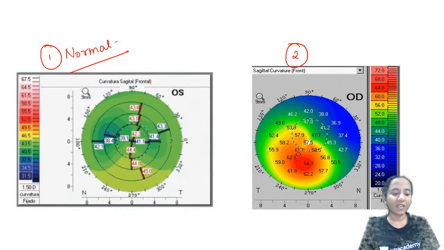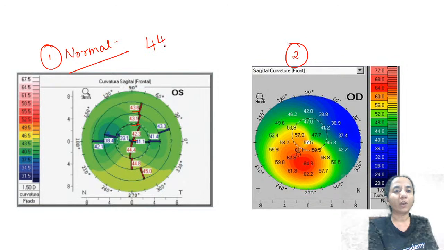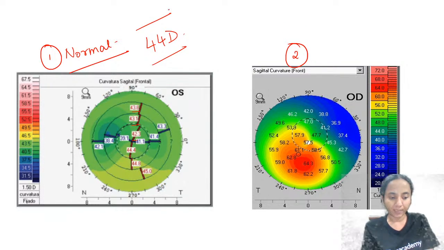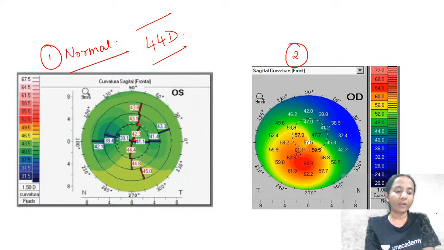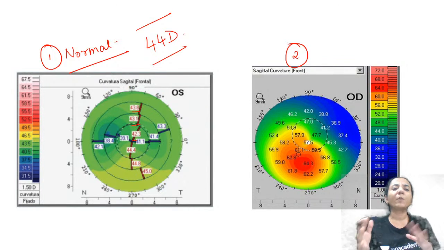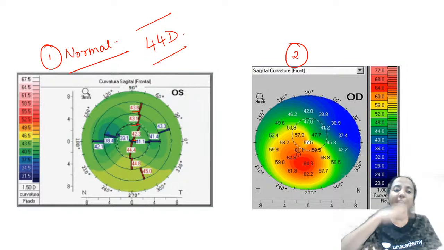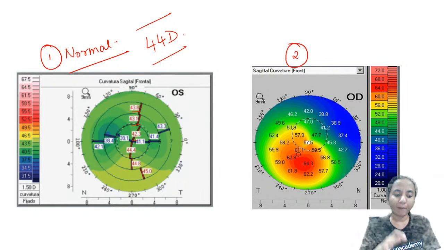Whenever we have something color coded in green, the general impression is that it is normal, and that's how it is here also. Why are we calling this normal? Because if you look at the values written here, they generally range between 40 to 46. We know that the average dioptric power of the cornea is around 44 diopters, ranging between something like 40 to 46. So, if the cornea has a normal dioptric power, then that means that it has a normal curvature.